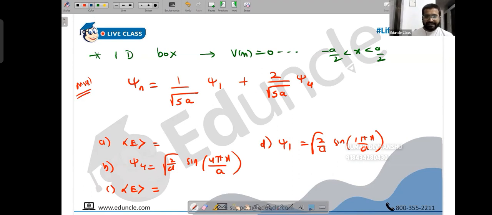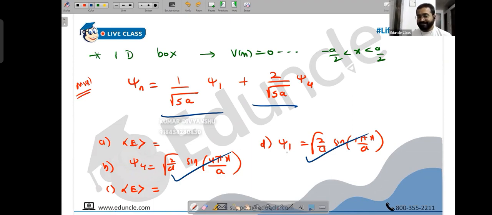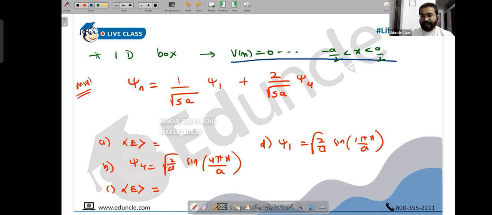Many students would solve this question very fast. They will think psi 1 root of 2 by a sine 1 pi x by a is correct, psi 4 root of 2 by a sine 4 pi x by a is correct. Most students would know how to solve this and will end up marking A or C and get the answer. But where will they go wrong? If they have not learned symmetric potential very clearly, then you should realize B or D, either of them, is definitely wrong, because this question is of symmetric potential, minus a by 2 to a by 2.